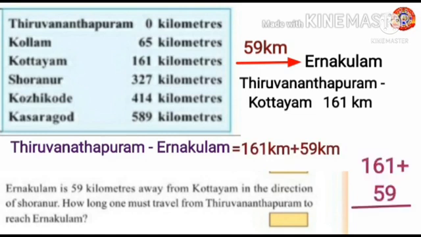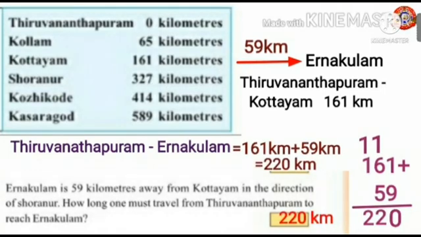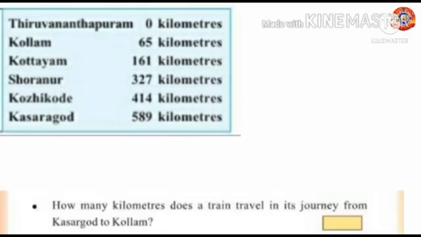161 plus 59. 1 plus 9, 10. Write 0 in the ones place and 1 is to be carried in the tens place. 6 plus 5, 11 plus 1, 12. Write 2 in the tens place and 1 is to be carried in the hundreds place. 1 plus 1, 2. 220. How long one must travel from Thiruvananthapuram to reach Ernakulam? 220 kilometer. Next question. How many kilometers does a train travel in its journey from Kasaragod to Kollam?